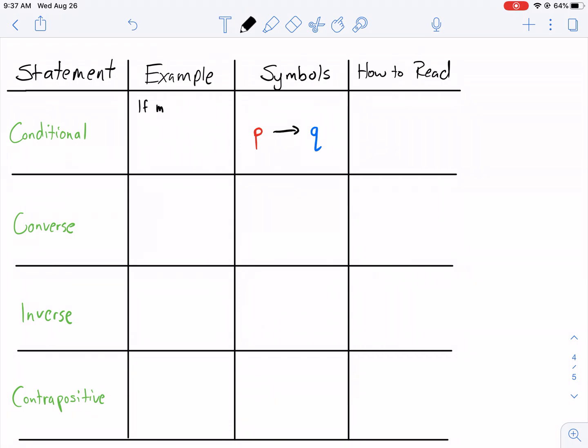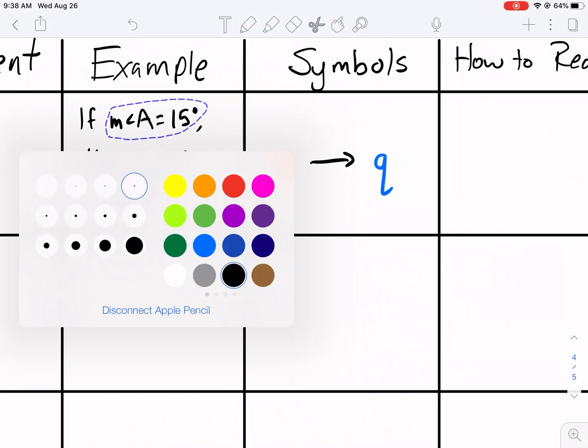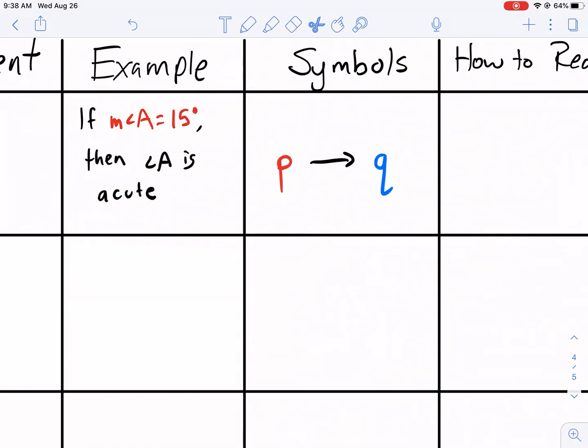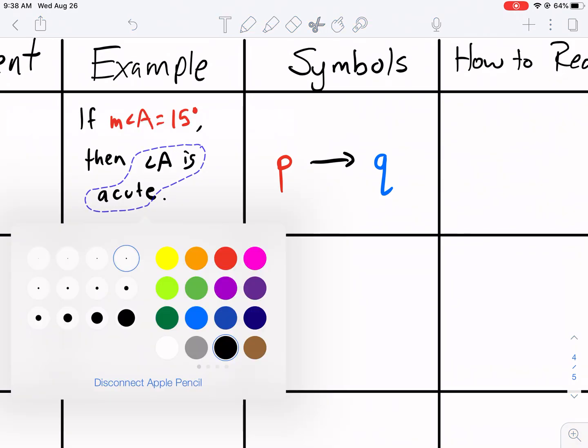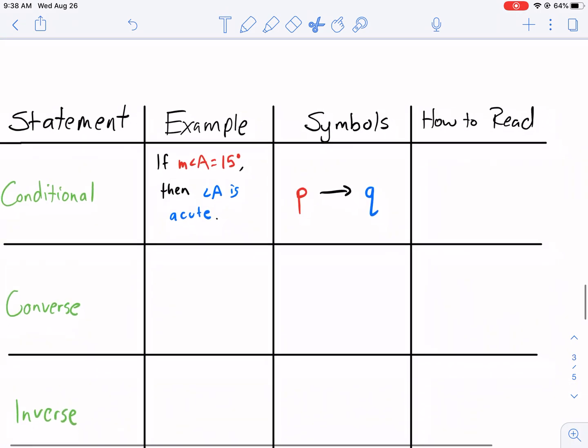If the measure of angle A equals 15 degrees, then angle A is acute. We already talked about P being the part following if. So we're going to select this right here. This is the part following if, and I'm going to say this is my hypothesis, so I'm going to make it red. The conclusion, I need proper punctuation. There we go. The conclusion is the part following then. So this is the conclusion. Make it blue. If angle A is 15 degrees, then angle A is acute.